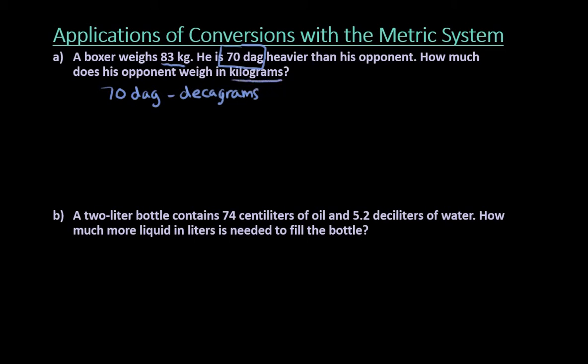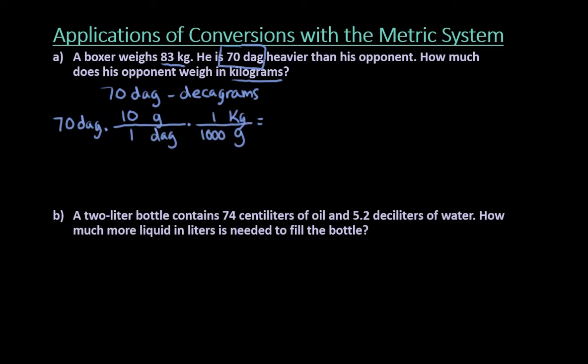So we want to figure out how much the opponent weighs in kilograms, knowing that he is 70 DAG heavier. So the first thing that we need to do is convert the 70 decagrams into kilograms. In order to do that, we have to go to grams first because that's the easiest thing to do. And then from grams, we would go to kilograms. Okay, and so when we're doing this, we know that there are 10 grams in 1 decagram, and then we know that there are 1,000 grams in 1 kilogram.